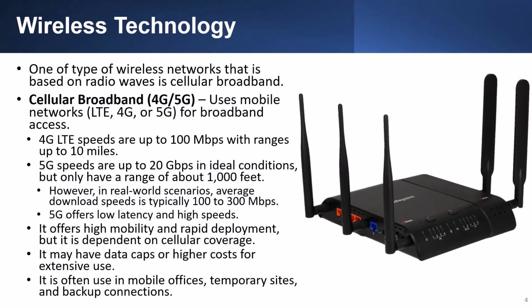One type of wireless network that is based on radio waves is cellular broadband. Cellular broadband, such as 4G and 5G, uses mobile networks for broadband access. 4G LTE speeds are up to 100 megabits per second with ranges up to 10 miles. 5G speeds are up to 20 gigabits per second in ideal conditions, but only have a range of about 1,000 feet. However, in real-world scenarios, average download speed is typically 100 to 300 megabits per second.